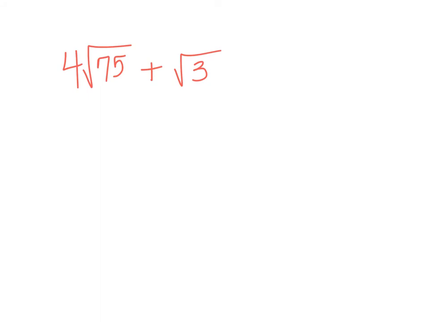All right, let's take a look at this one. Again, they do not have the same radicals, so I should always check and see, well, can I break it down a little bit more? Okay, well, 75, I know that a perfect square that goes in there is 25. So I'm going to break it down into 25 times 3.